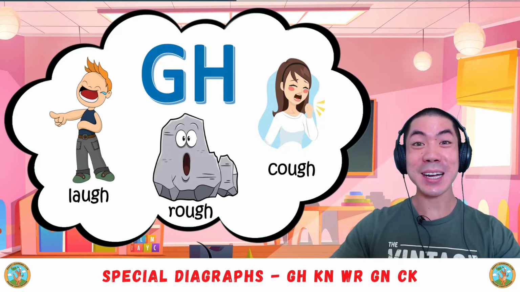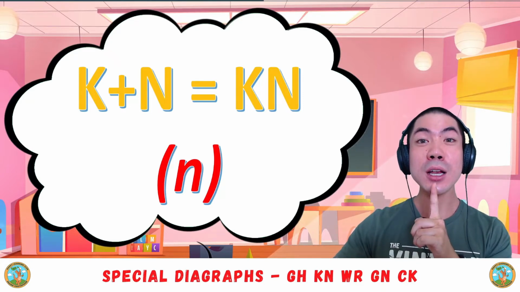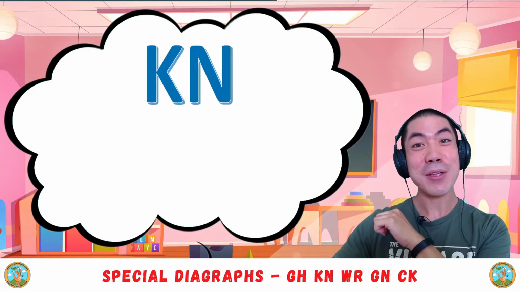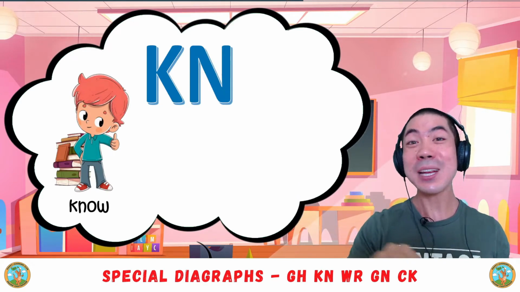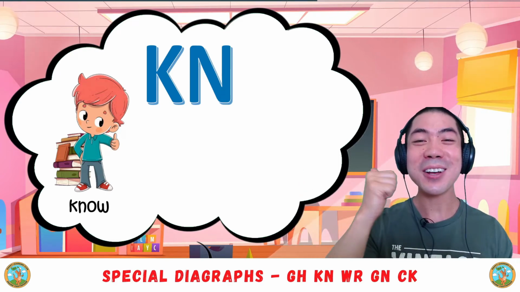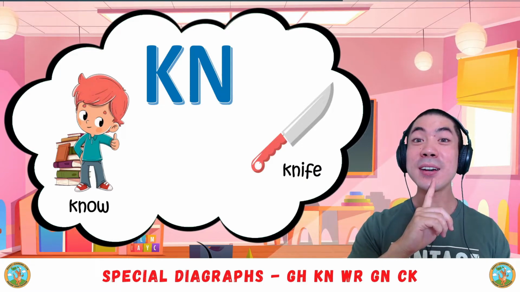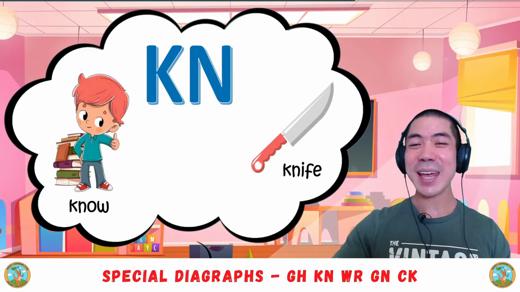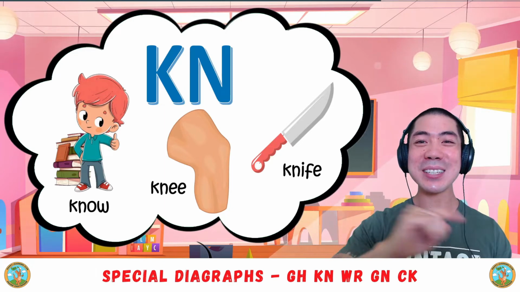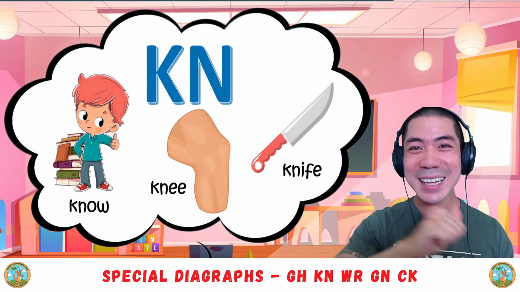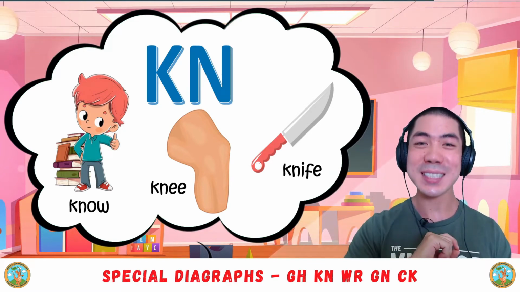Good. The next digraph is KN, which is the N sound. KN. Nice. For example, we have no, I know, or I don't know. We also have knife. Good. And then we have knee. Head, shoulders, knees, and toes. Knee. Nice. So remember, KN is n sound.